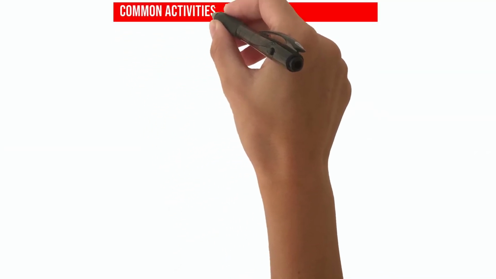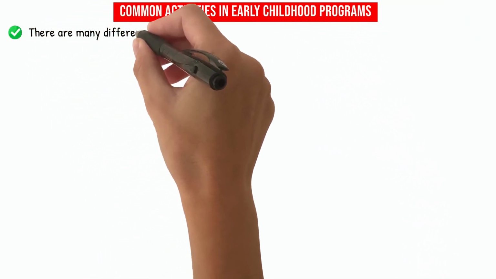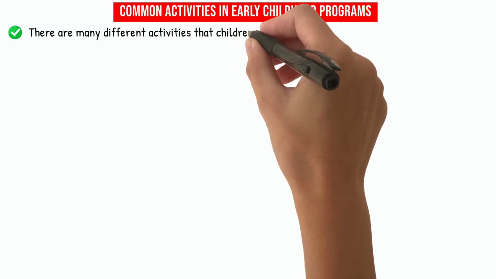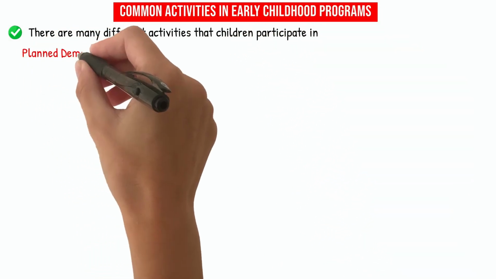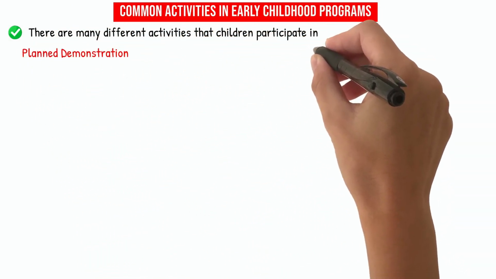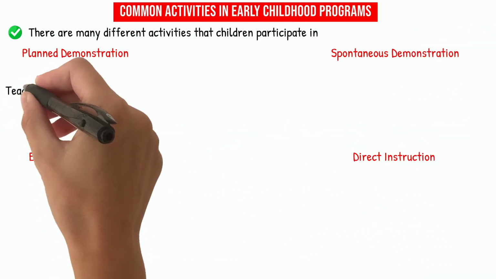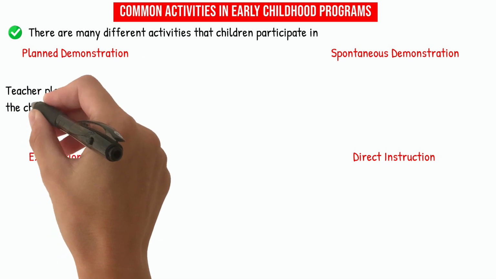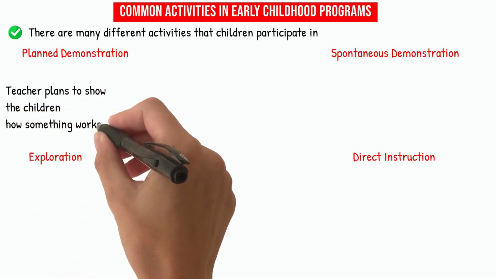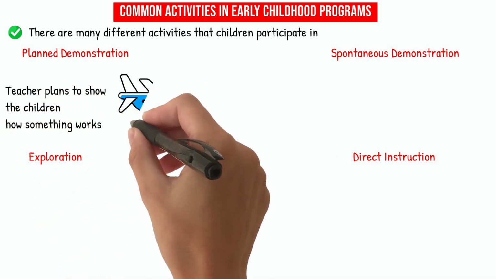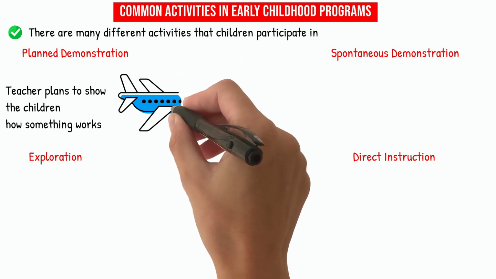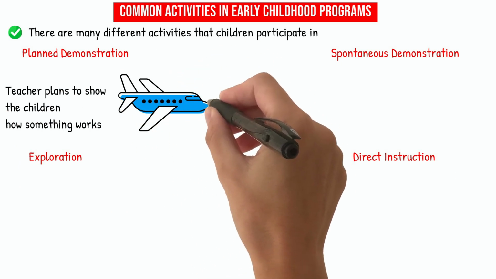Common activities in early childhood programs. In early childhood programs, there are many different activities that children participate in. Some of these activities include planned and spontaneous demonstrations, exploration, and direct instruction. Planned demonstration is when the teacher plans to show the children how something works. For example, the teacher might plan to demonstrate how to make a paper airplane or how to tie your shoes.